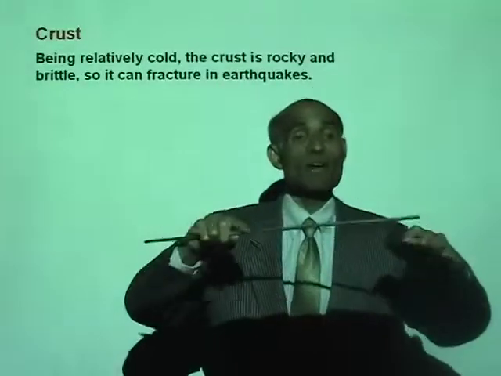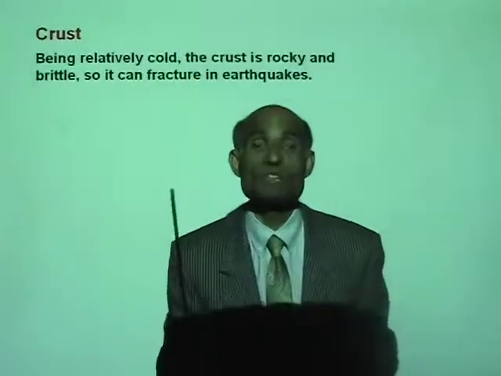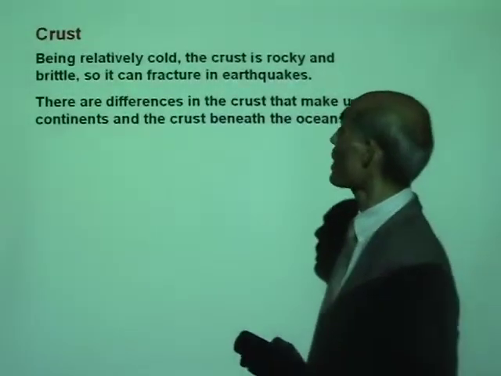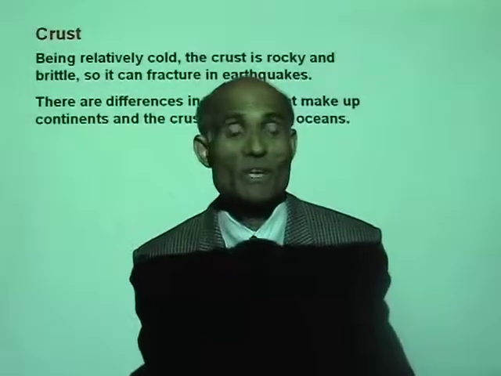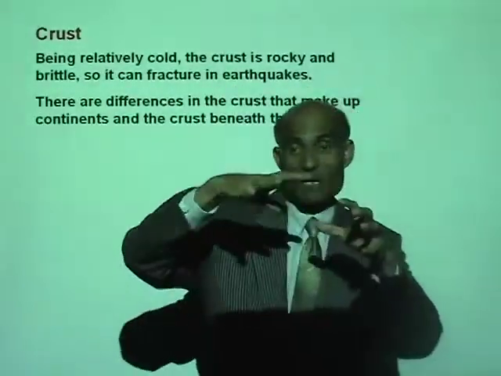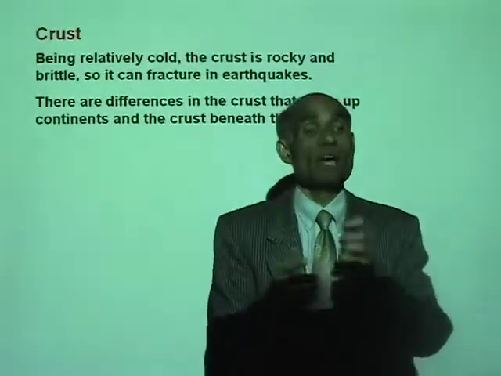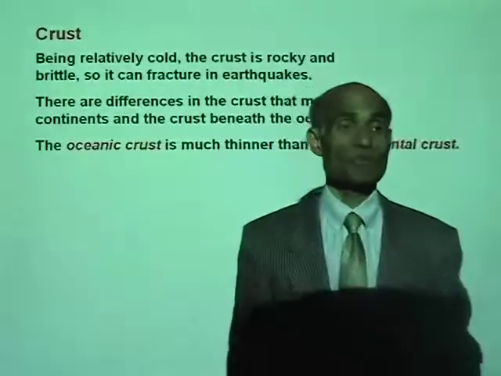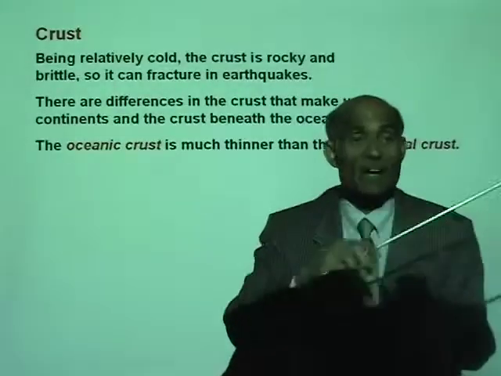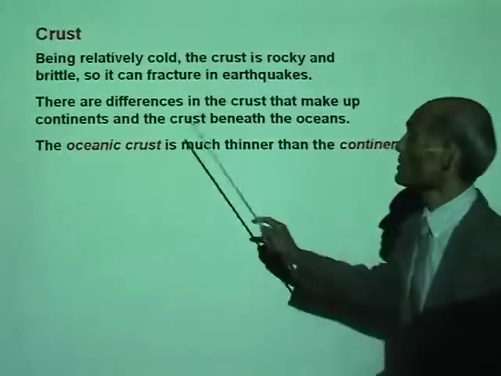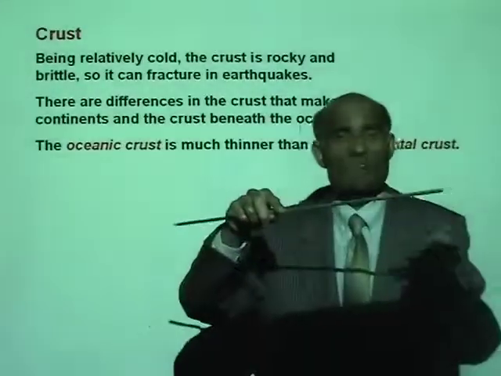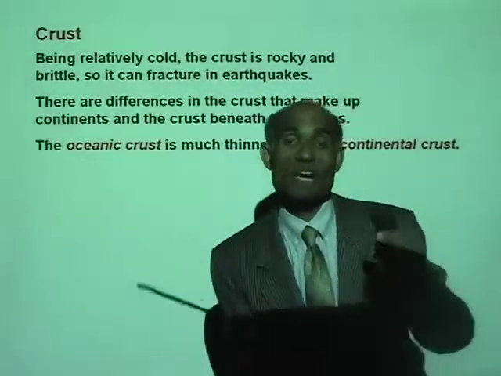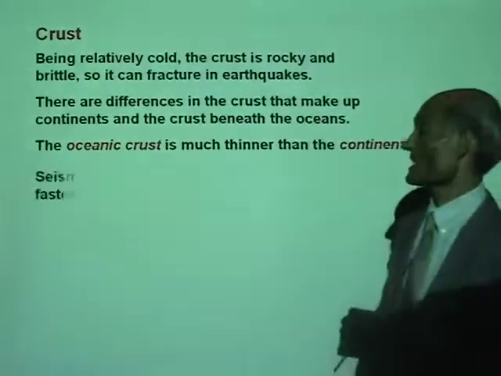And that is one of the reasons why the tectonic plates are broken pieces of large rocks. So there are differences in the crust that makes up the continent and the crust beneath the oceans. When you look at the crust that makes up the continent, the landmass that we all live on, and the crust that is underneath the ocean, they are not exactly the same. There are some differences. The oceanic crust is much thinner than the continental crust. So you must distinguish between the crust that is underneath the oceans and the crust that forms the continent. The continental crust is actually thicker than the oceanic crust.